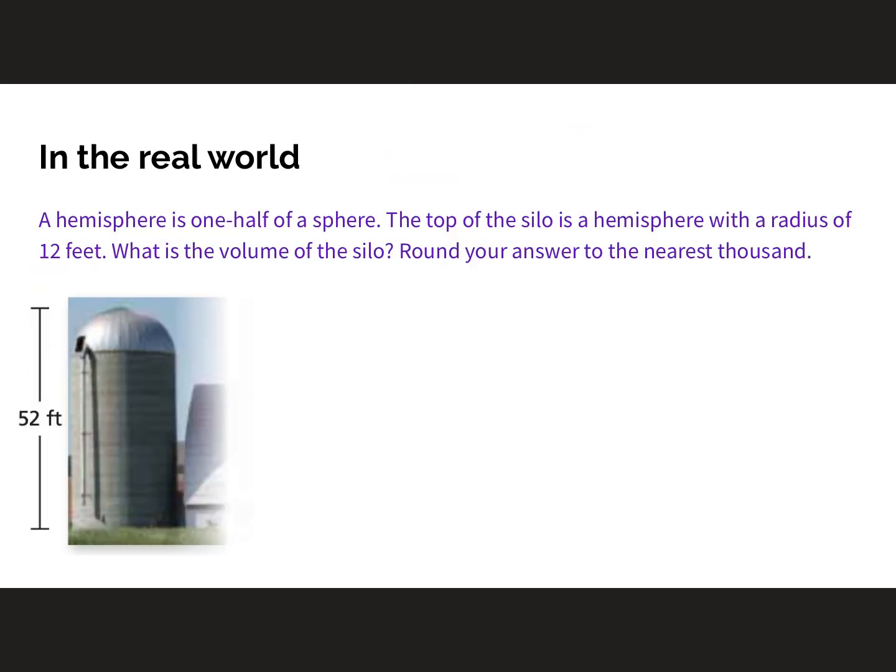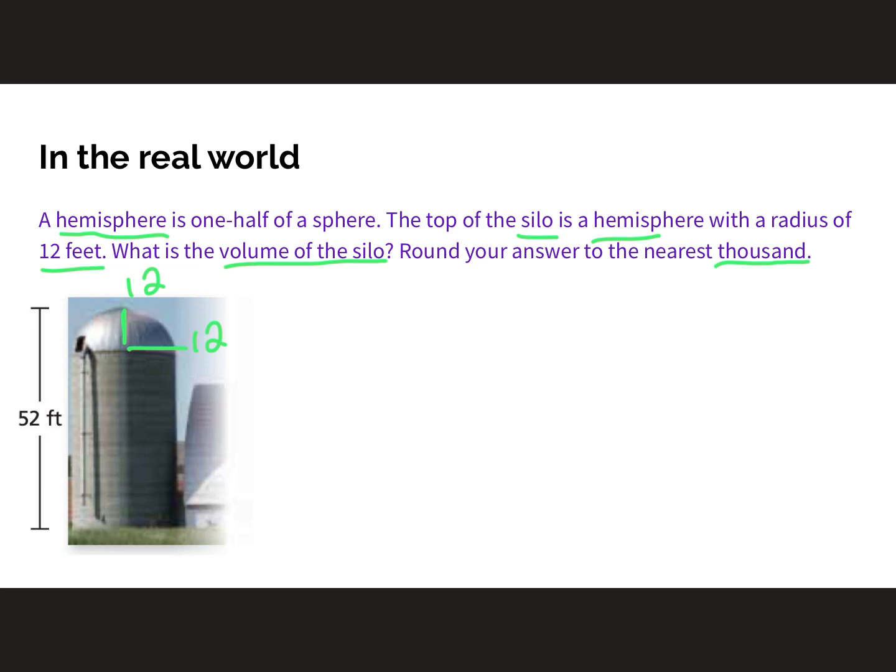Okay, one more problem. Real world. So this is a silo. So let's look at this real quick. A hemisphere is half a sphere. The top of the silo is a hemisphere with a radius of 12 feet. What is the volume of the silo? Round your answer to the nearest thousand. So this radius here is 12, and this radius here is also 12.